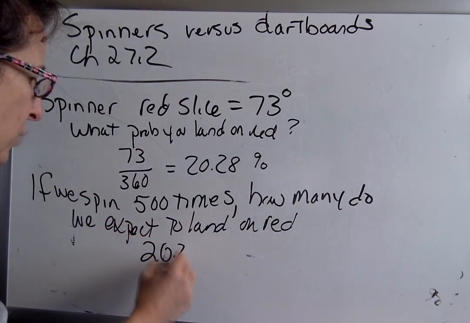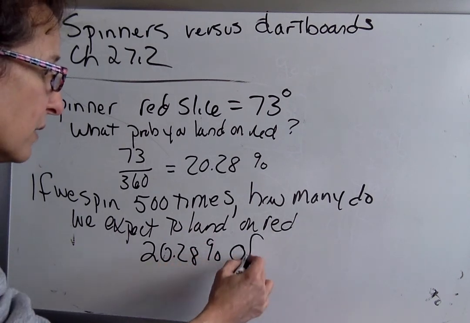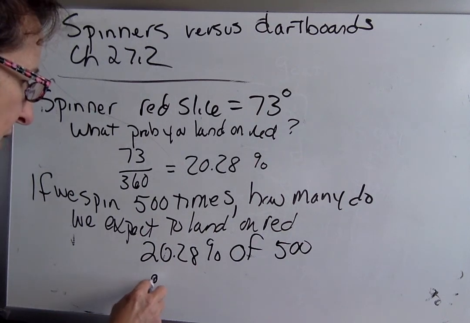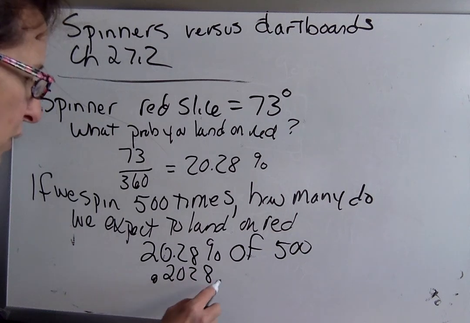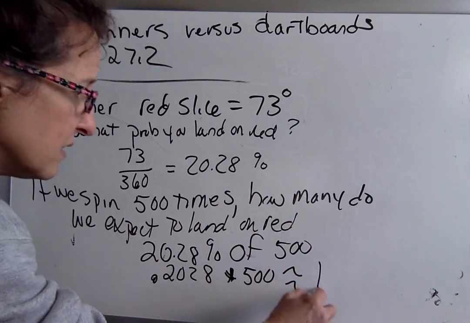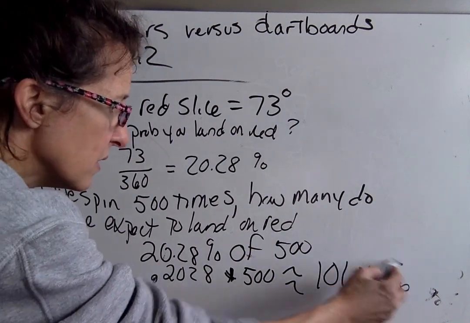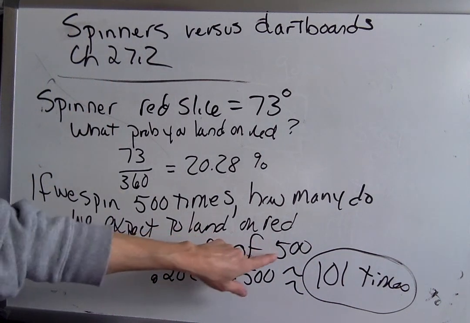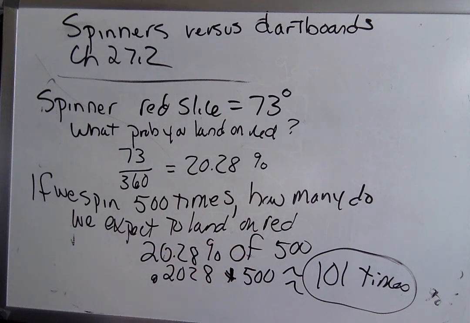We have to figure out what 20.28% of 500 is. Now, when you're taking percents, you don't get to use percent form. You have to turn it into decimal. 0.2028 times 500 is approximately 101 times. So this was to also make sure that you know how to take a percent of a number, and "of" means multiply. Okay, we're going to do a slight algebra spinner problem in a minute, but back to how you are going to know that your students are viewing a spinner like a spinner and not a dartboard?